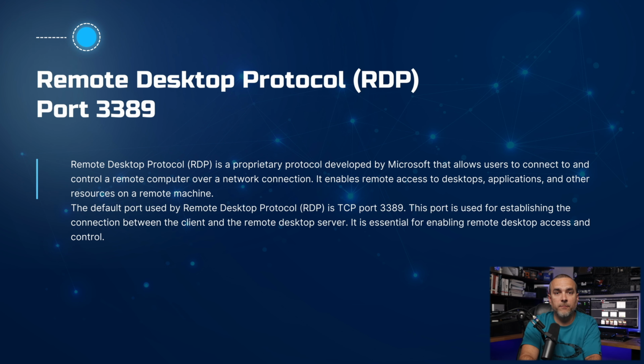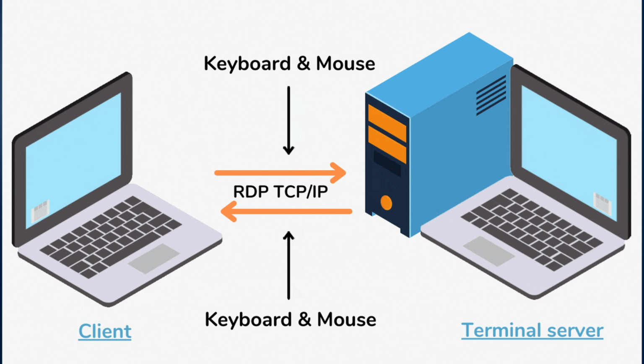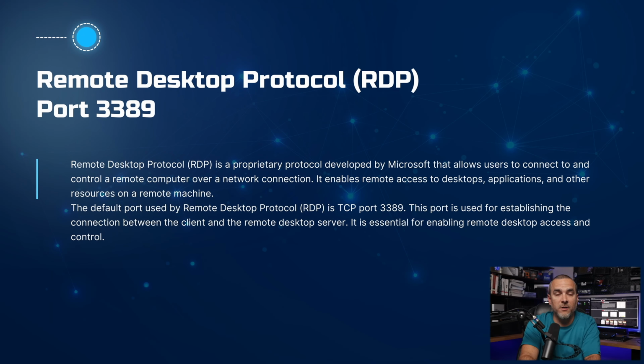Our last protocol for Objective 2.1 is Remote Desktop Protocol, or RDP. It is a proprietary protocol developed by Microsoft that allows users to connect to and control a remote computer over a network connection. It enables remote access to desktops, applications, and other resources on a remote machine. The default port used by Remote Desktop Protocol is TCP port 3389. This port is used for establishing the connection between the client and the remote desktop server. It is essential for enabling the remote desktop access and control.